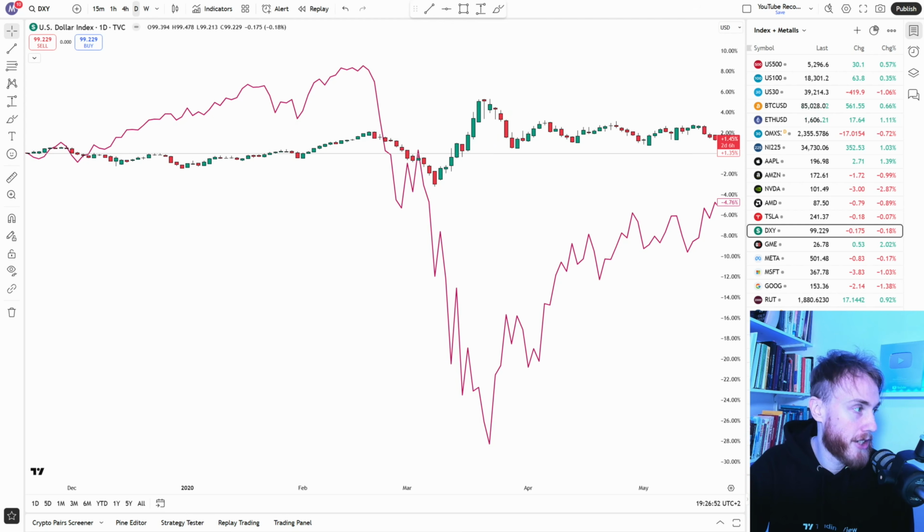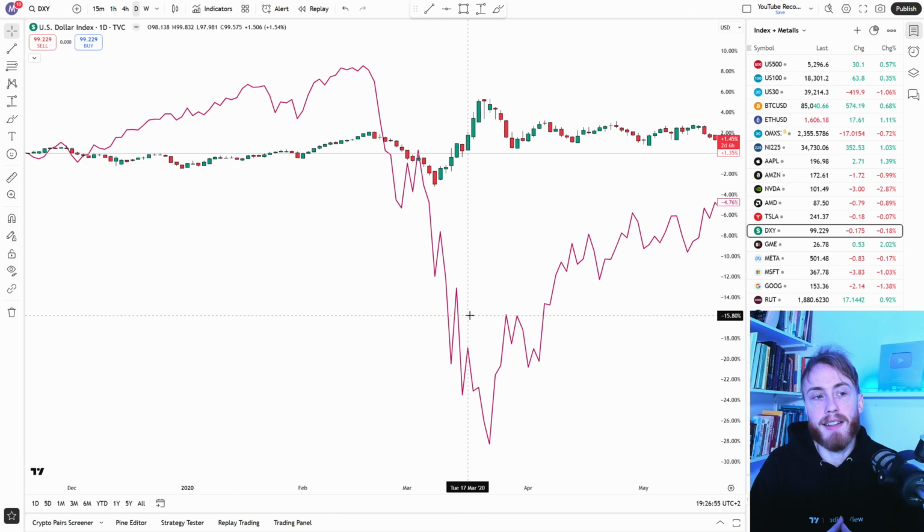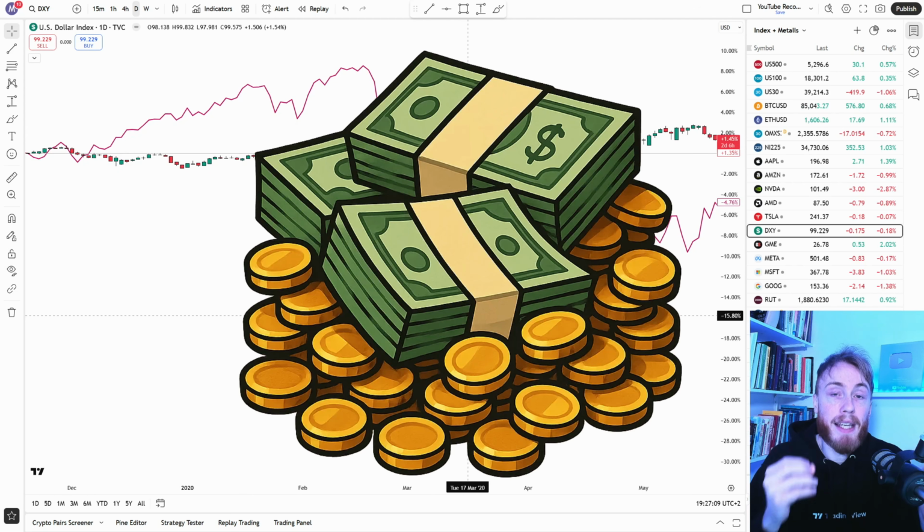So this is just one thing you can do in TradingView. You can look at different kinds of correlations. How is the DXY moving compared to the stock market? And you can see if you can use any of these trends and correlations to potentially make money.